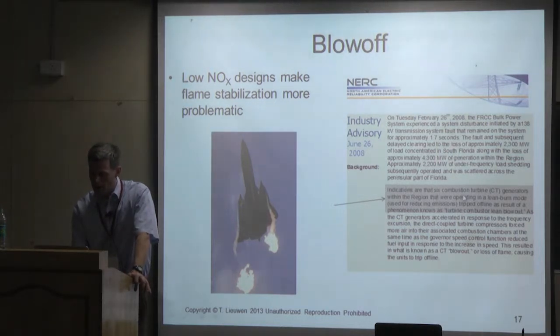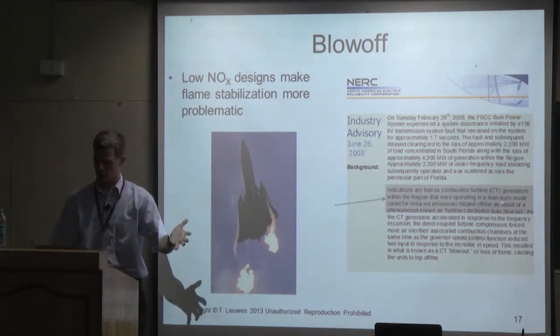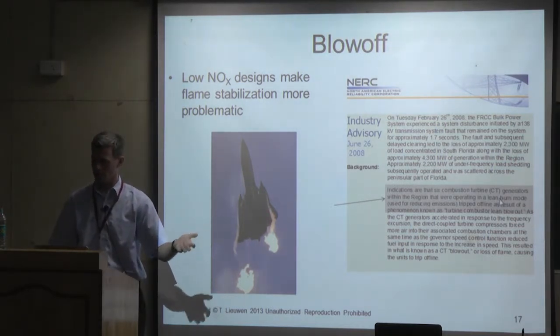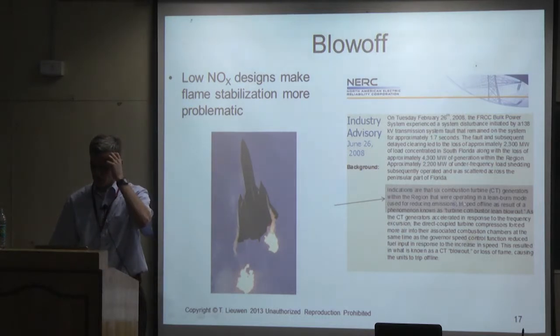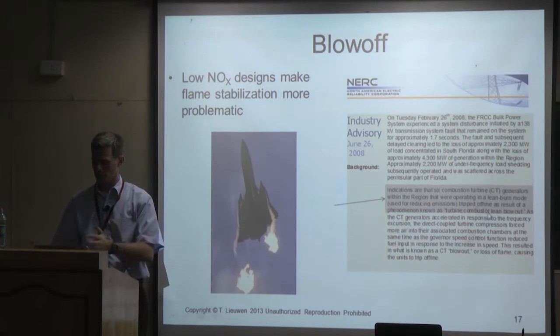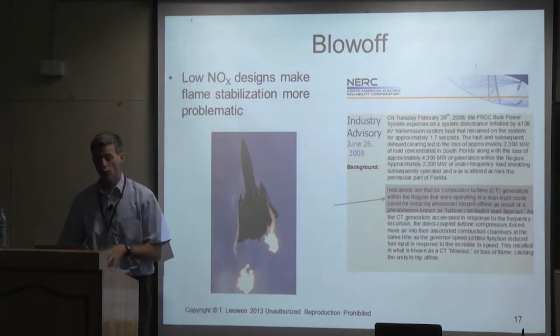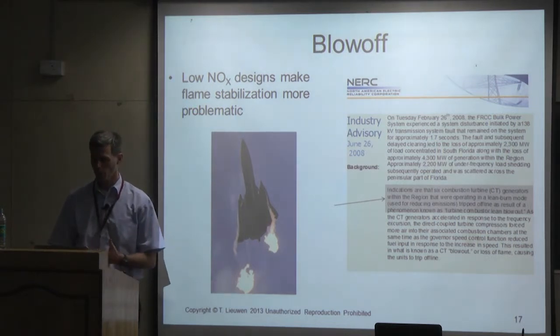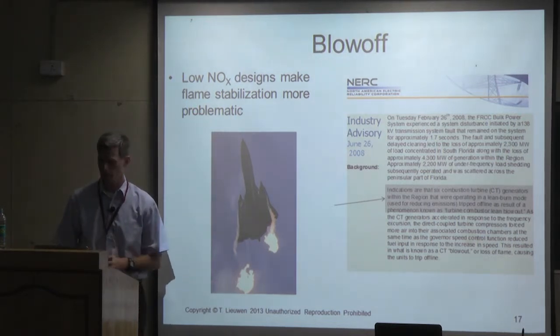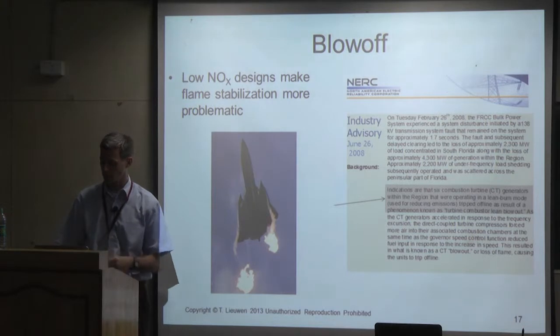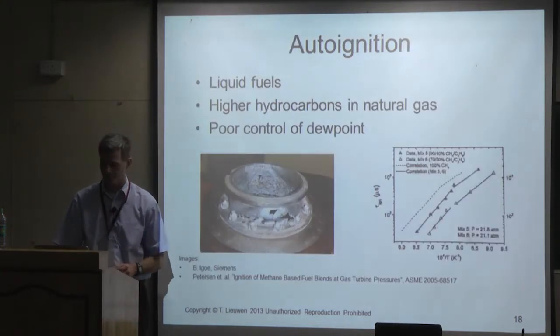It says, indications are that six combustion turbine generators, so these are big gas turbines, within the region that were operating in a lean burn mode used for reducing emissions. So you all understand this stuff. It's a lean premixed system for low NOx. They tripped offline as a result of a phenomenon known as turbine combustor lean blowout. So this just shows you that in this case, this problem of blowout led to a significant grid fault in Texas and in Florida, and it caused load shedding.